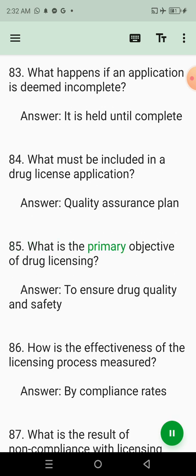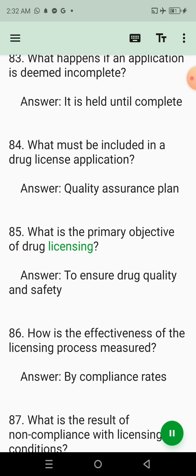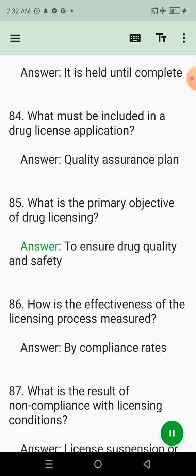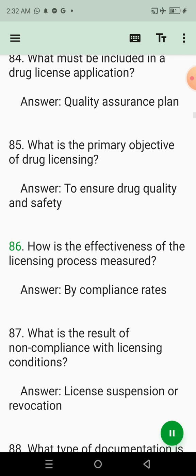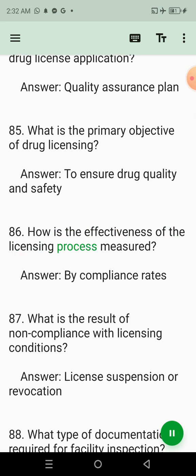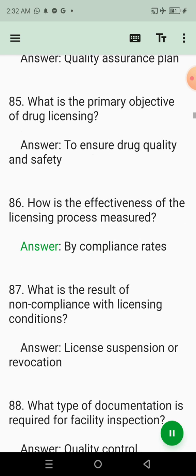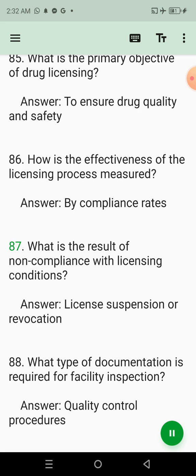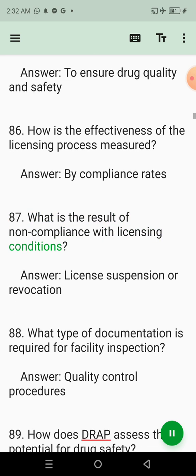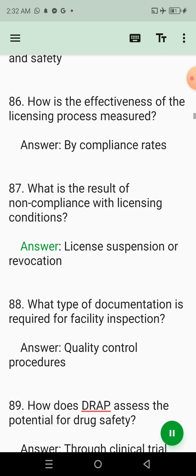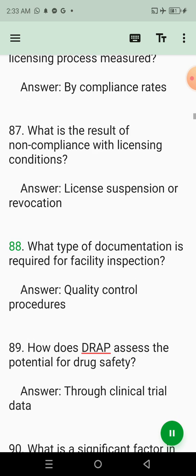85. What is the primary objective of drug licensing? Answer: to ensure drug quality and safety. 86. How is the effectiveness of the licensing process measured? Answer: by compliance rates. 87. What is the result of non-compliance with licensing conditions? Answer: license suspension or revocation.